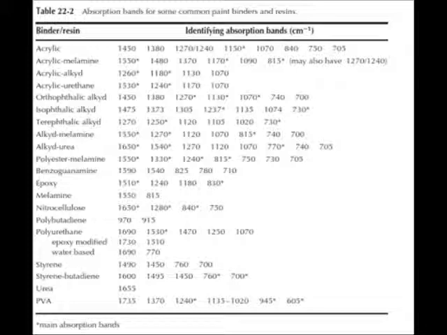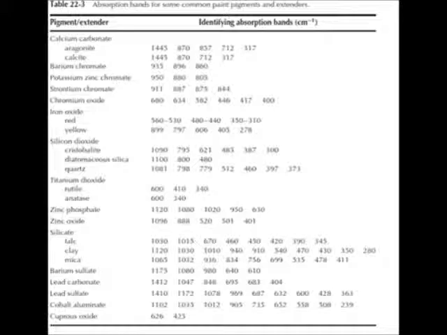Here are some common absorption bands for paint binders and resins. Common absorption bands for paint pigments and extenders are shown here. If these bands are found in paint samples and the potential source, it helps show that the paint sample may have come from the source or a similar source. This could help corroborate a physical match of the paints.